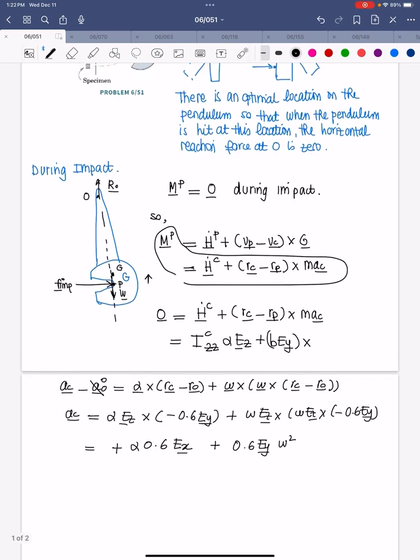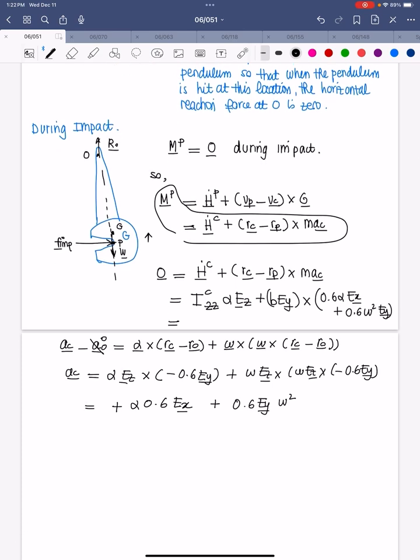Very good. So this is equal to B e_y crossed with 0.6 alpha e_x plus 0.6 omega squared e_y. Just calculating the cross product, that's along e_z, equal to I_C,zz alpha minus 0.6 B m. I can take alpha as a common factor here.